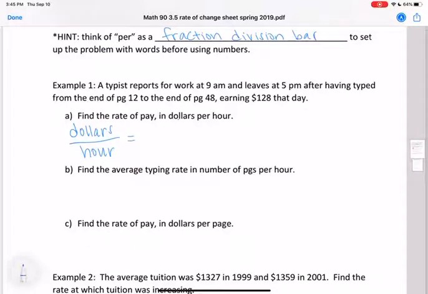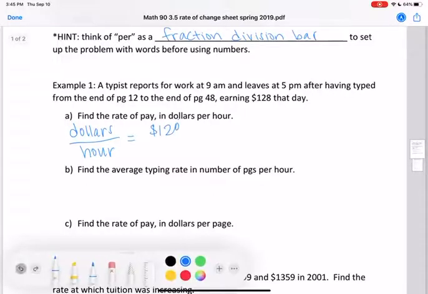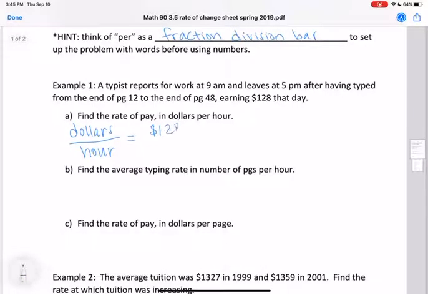The dollars, how many dollars do they mention? 128. How many hours do they mention? They don't specifically say the hours, but we could figure it out, right? Because it's 9 to 5. So that should be 8 hours. And then on your calculator, do 128 divided by 8, and you should get $16 per hour.